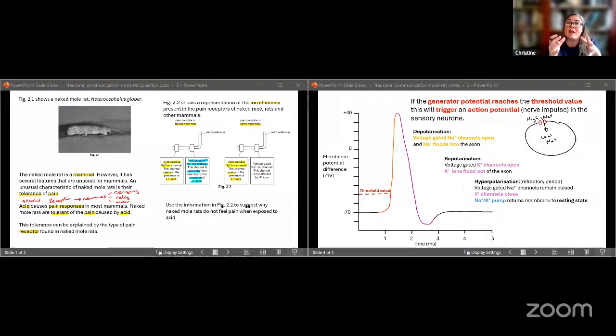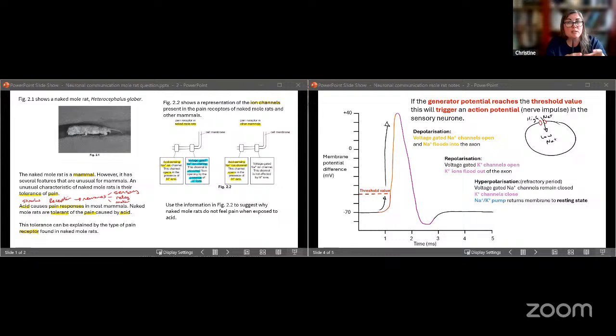So we're then having a positively charged ion move into the axon, and because it's moving into the axon, that is therefore depolarization happening. We are depolarizing the membrane. Now, a lot of students don't realize that the minute you are moving away from minus 70 millivolts, you are depolarizing the membrane.